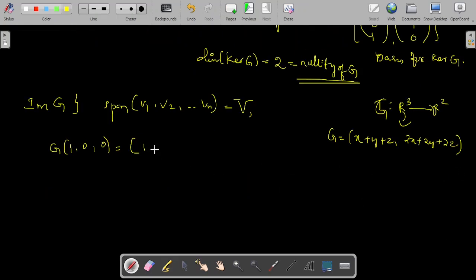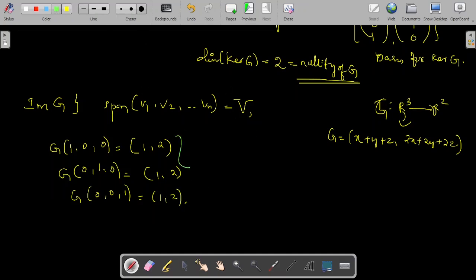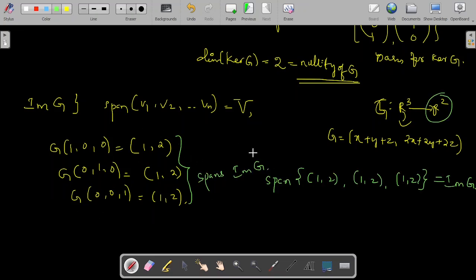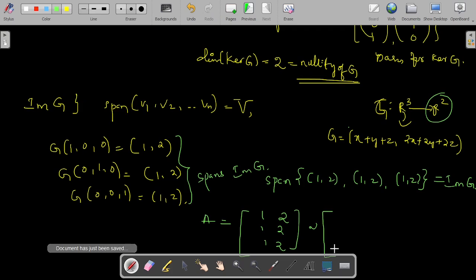G of (1, 0, 0) goes to (1, 2). Then G of (0, 1, 0) goes to (1, 2). Then G of (0, 0, 1) goes to (1, 2). Now, these three vectors are the images of these standard vectors. So these three vectors span the image space of the transformation. So the span of these three vectors equals the image of G. But you can't consider the dimension of the image of G as 3 because these three are the same vectors. I told you in the previous example, you always have to check whether they are linearly independent. Same vectors can't be linearly independent.